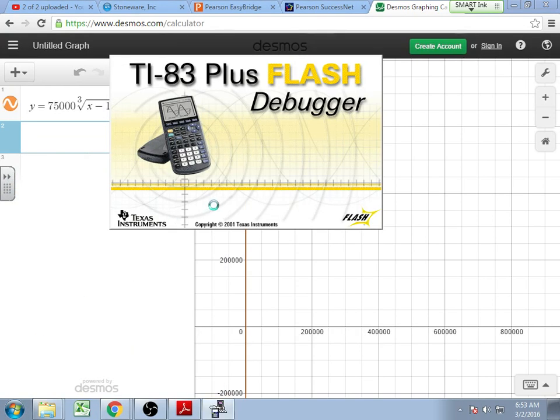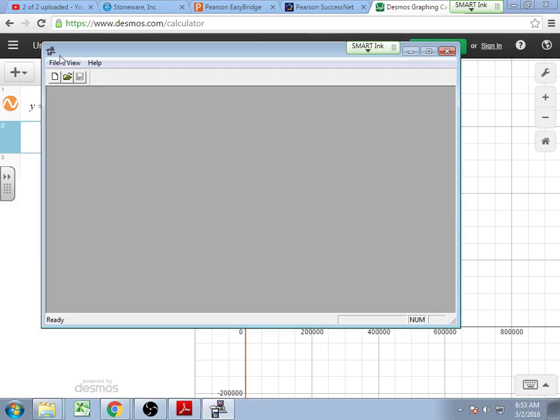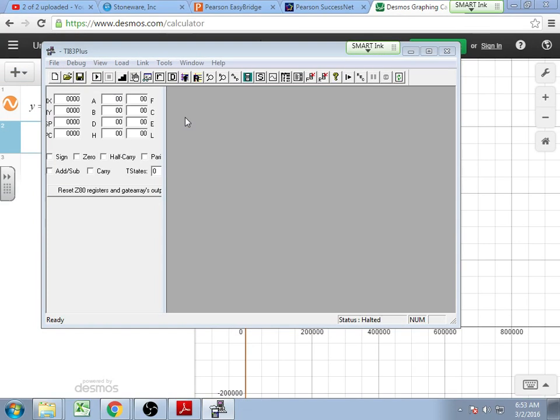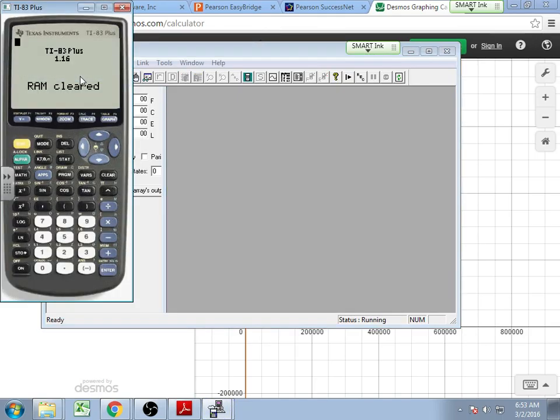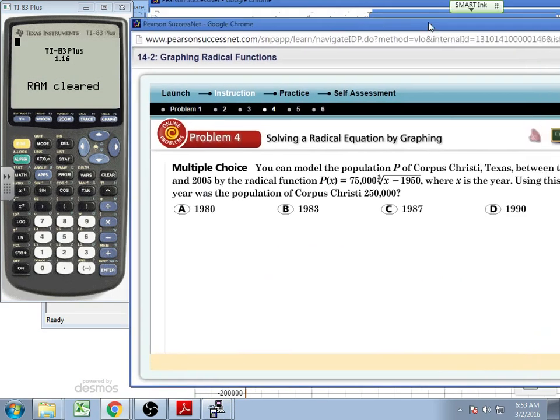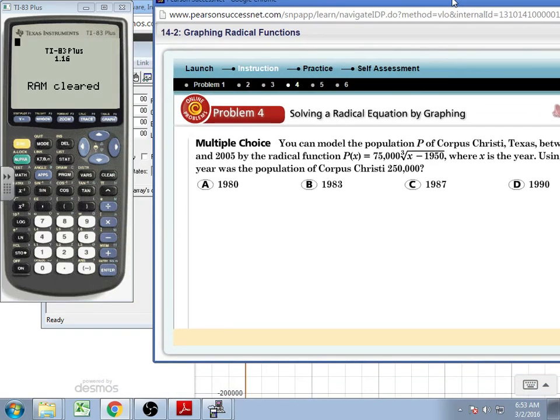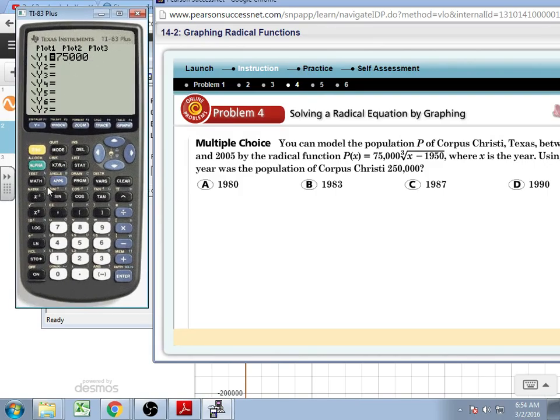So if I pull up my TI-83 and type in the same function, pay attention to what we're trying to solve here. What we're trying to do is say, in what year was the population of Corpus Christi 250,000? So we talked about this in class just the other day, but if we type in one function, 75,000, and now for cube root on a TI, we actually just want to do my any root.